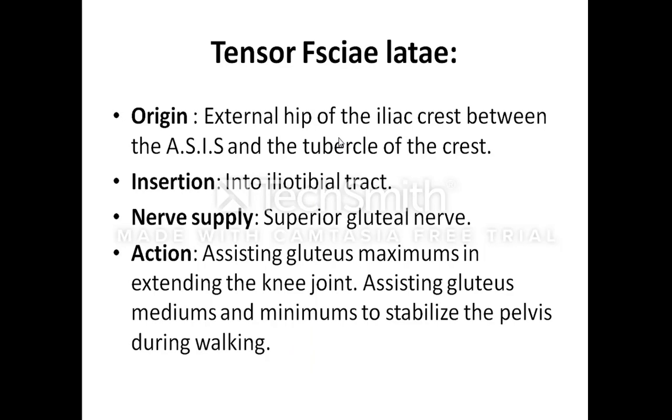The tensor fascia lata muscle originates from the external lip of the iliac crest, between the anterior superior iliac spine and the tubercle of the crest. It is inserted into the iliotibial tract. Two muscles, the tensor fascia lata and part of the gluteus maximus, are inserted into this iliotibial tract, which itself is inserted into the lateral condyle of the tibia at Gerdy's tubercle. The nerve supply of this muscle is the superior gluteal nerve, like the gluteus medius and minimus.